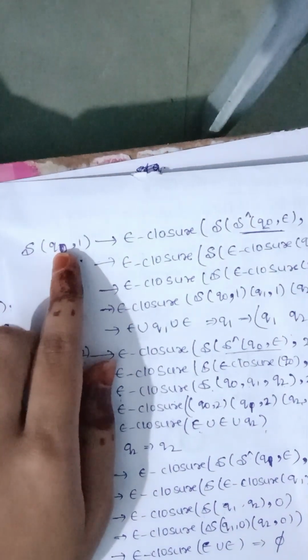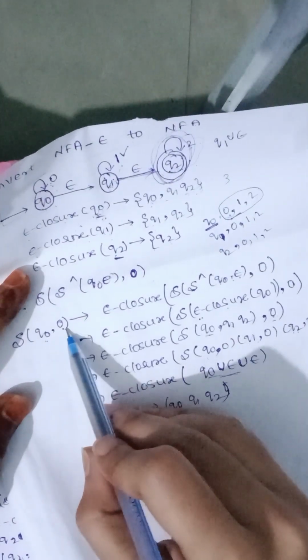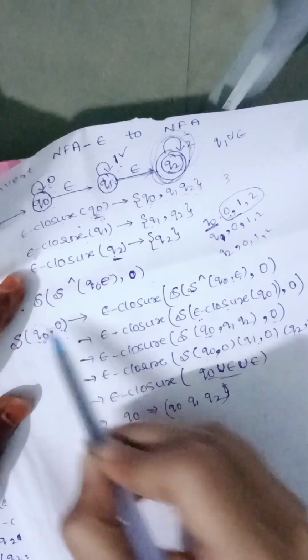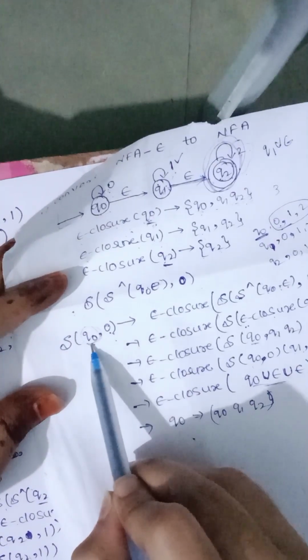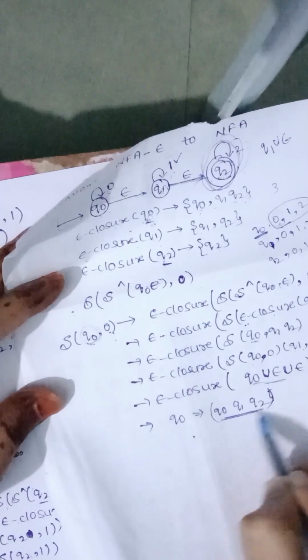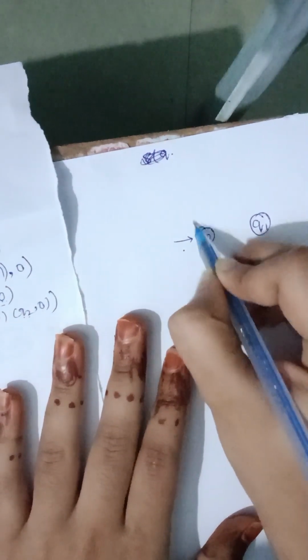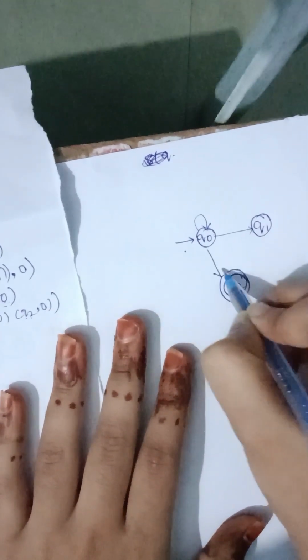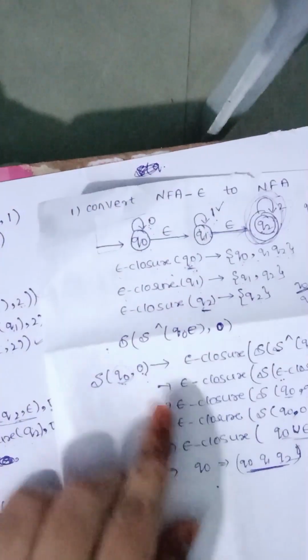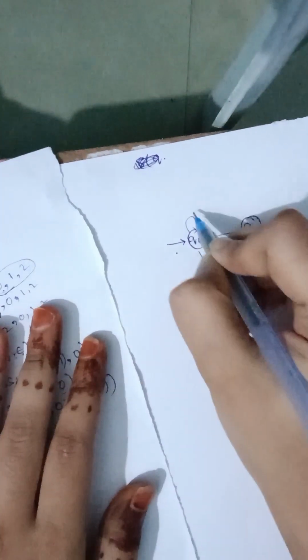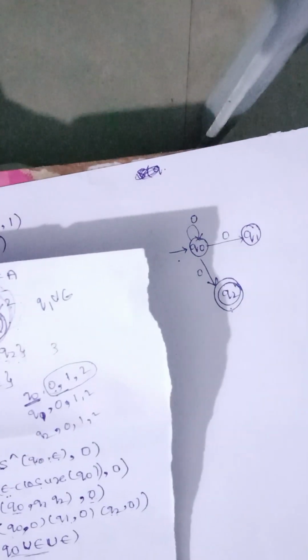Here for q0 with 0, for q0 we are first, the initial state is q0. Checking with q0, what is the answer? q0, q1, q2. What do we get? q0, q1, q2, q0, q1, q2. The input is 0, we are checking with 0, so here 0, 0, 0. Now q0 with 0 is completed.